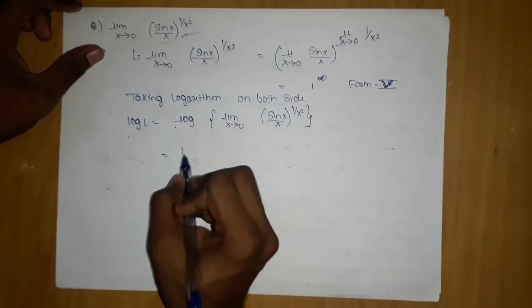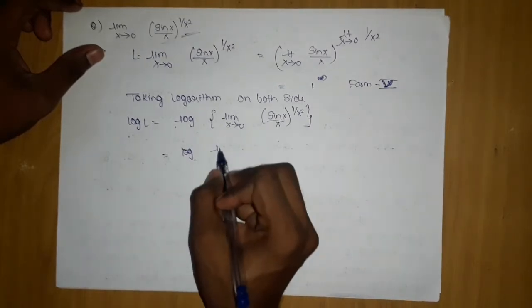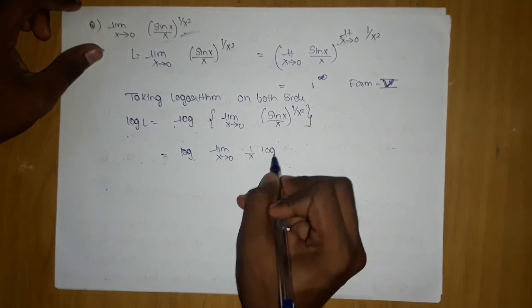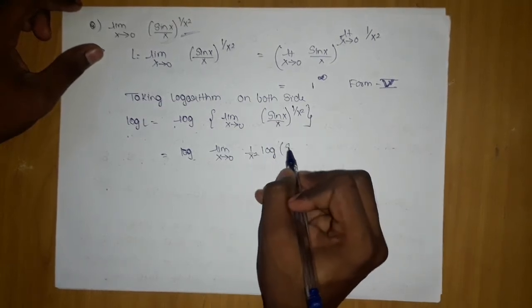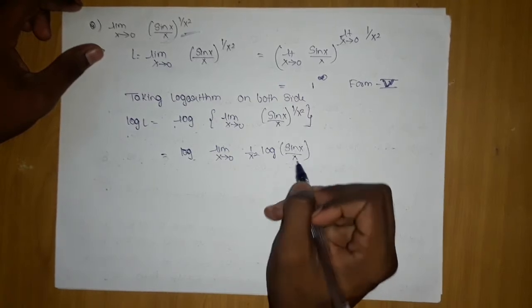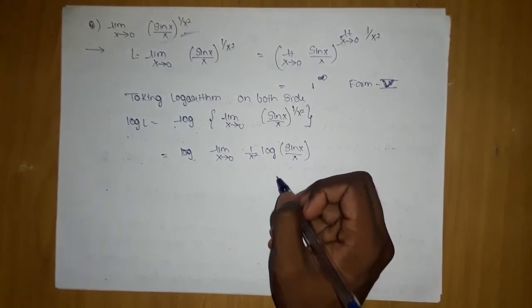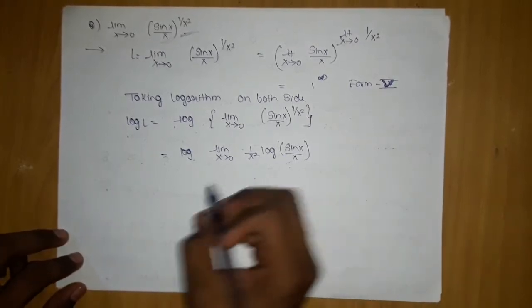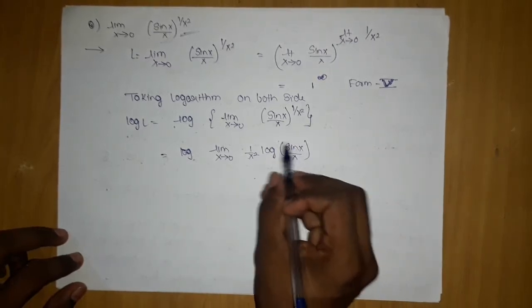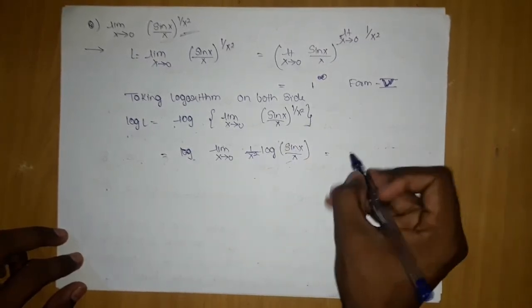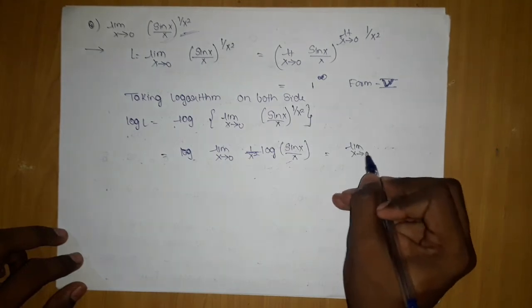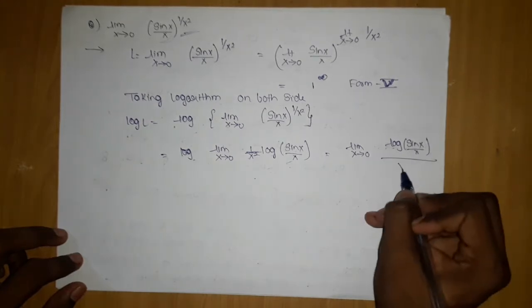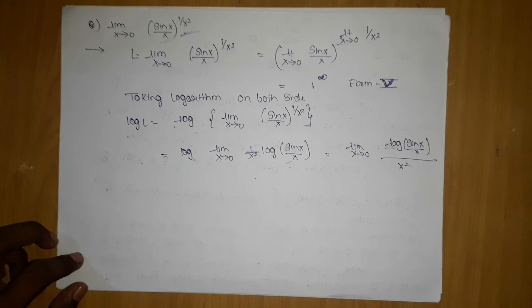After this step, what will happen? The log will come inside and the limit will be there, and we will get log sin x by x. Now we have this function. Many children get confused about what is in the numerator and what is in the denominator. Let me specify: you have to observe it like this, log(sin x by x) by x square. This is the required function.